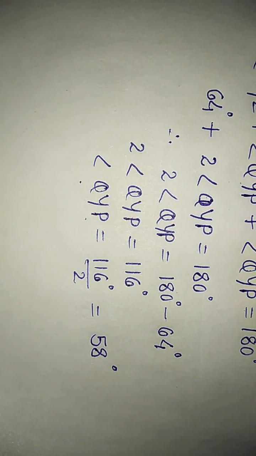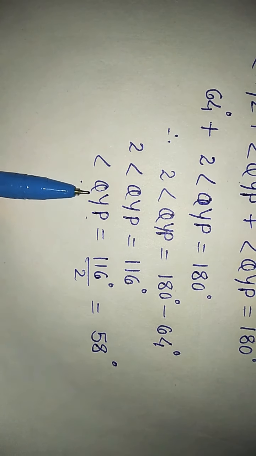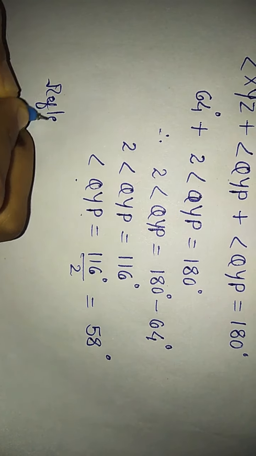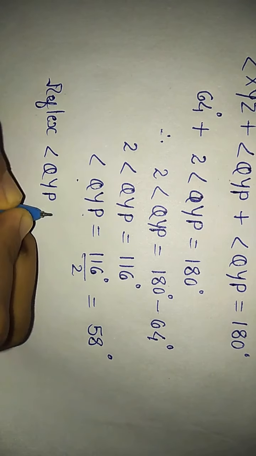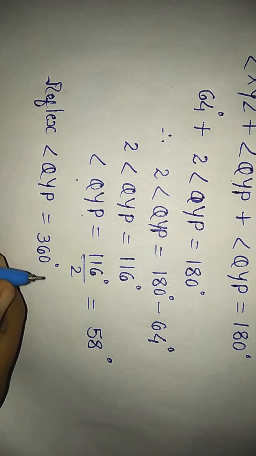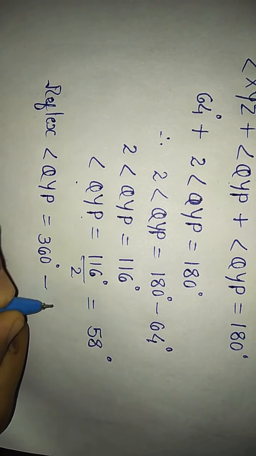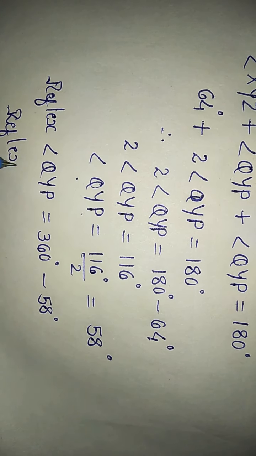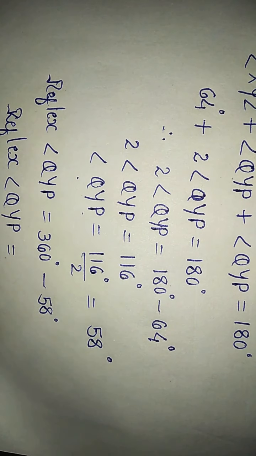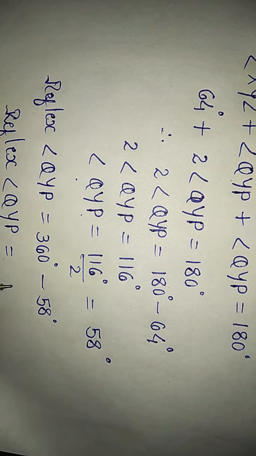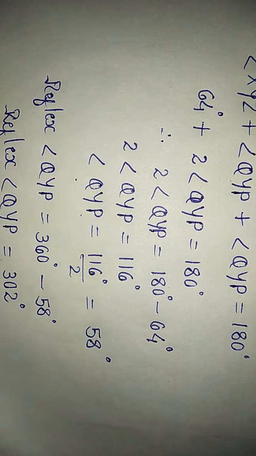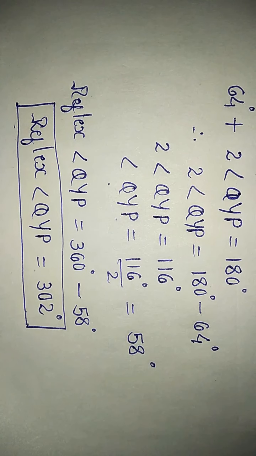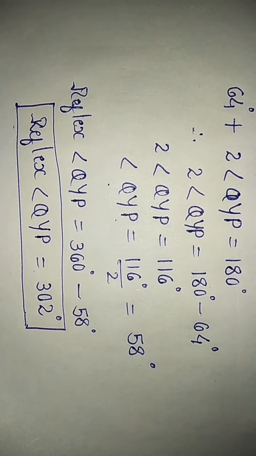Now in the question we need to find reflex of angle QYP. I already told, first we will find the value of QYP and then we will subtract it from 360 degree. So reflex of angle QYP will be equal to 360 degree minus QYP, which is 58 degree. Therefore reflex of QYP will be equal to 360 minus 58, which gives us 302. So what we were asked to find, reflex of QYP, is equal to 302 degree. So this one thing we found.